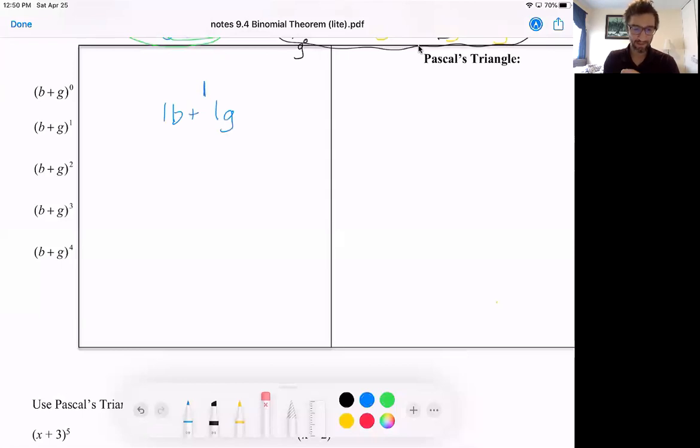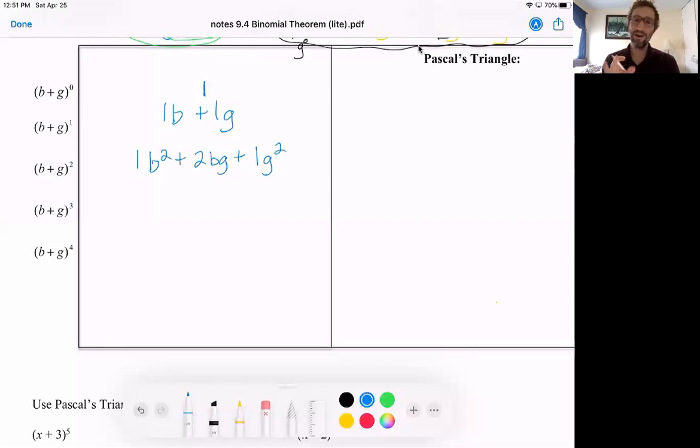And let me move that plus a little bit over here. Okay, so b plus g to the first is just b plus g. I'm going to put the coefficients in there because I'm trying to show you something for later. The next term, b plus g squared, that would be 1b squared plus 2bg plus 1g squared. Again, I put the ones in there because I want to demonstrate something to you.